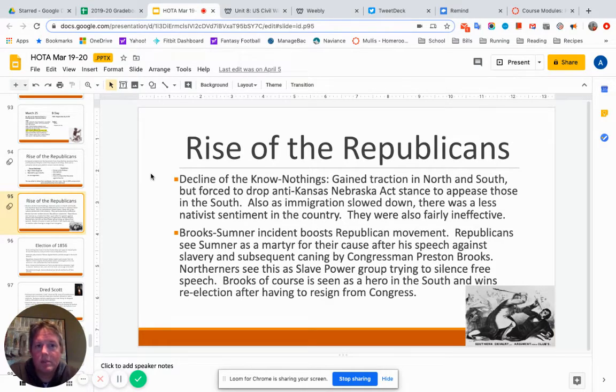Both sides use this as further evidence to support their side. People in the North look at this as the unhinged slave power trying to silence free speech. People in the South see Brooks as a hero, someone standing up for what he believes in and not going to be pushed around by the elitists in the North telling us what we can and can't do. He is forced to resign after this, but he will win re-election later. There's really not any punishment that happens to Brooks after assaulting Sumner.